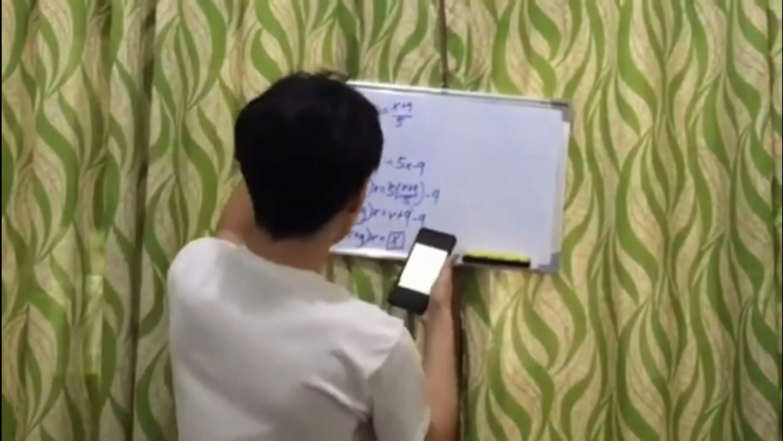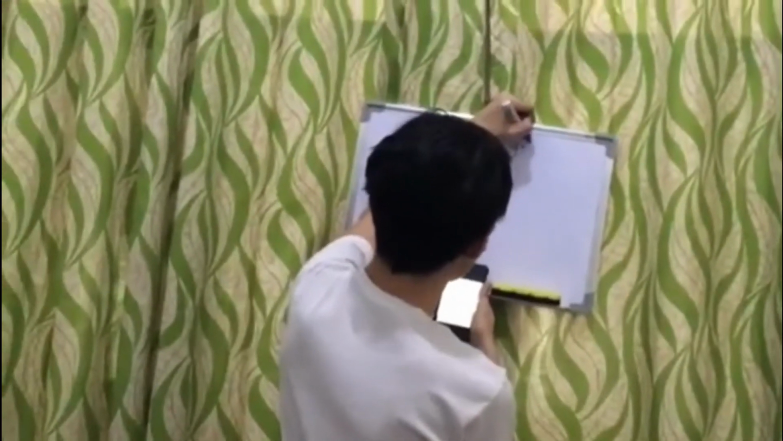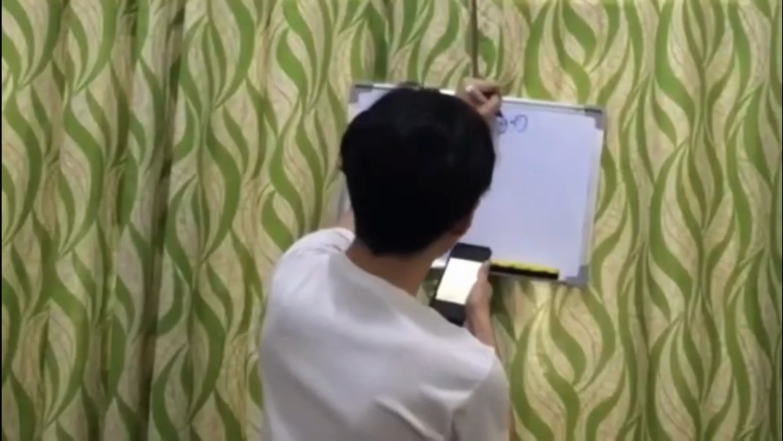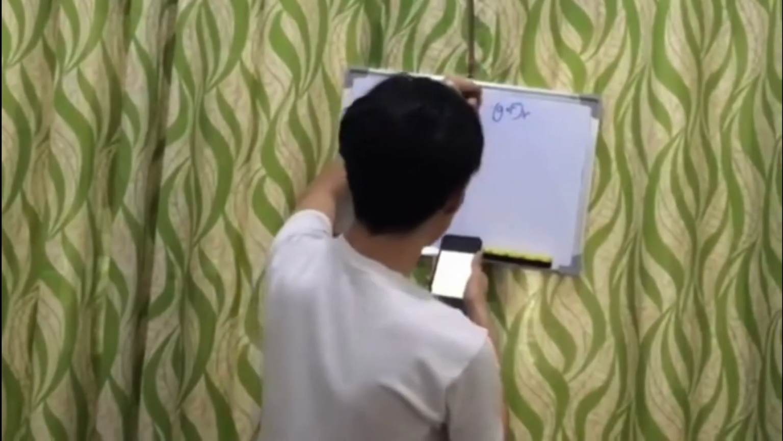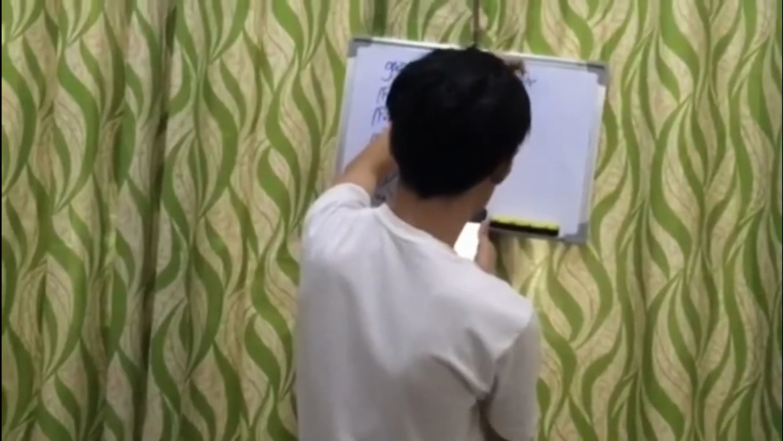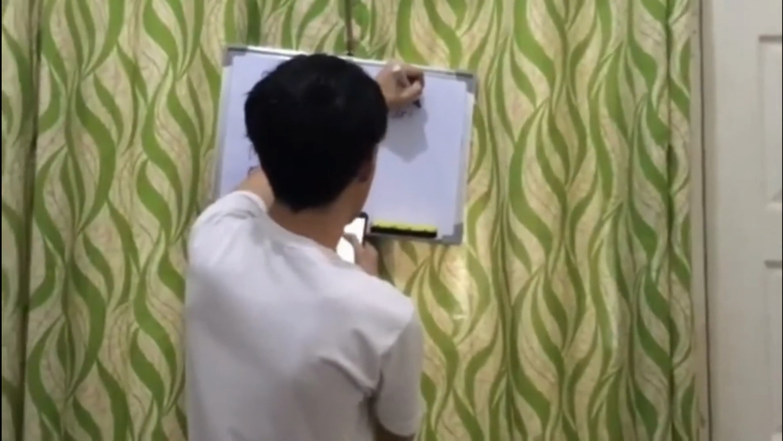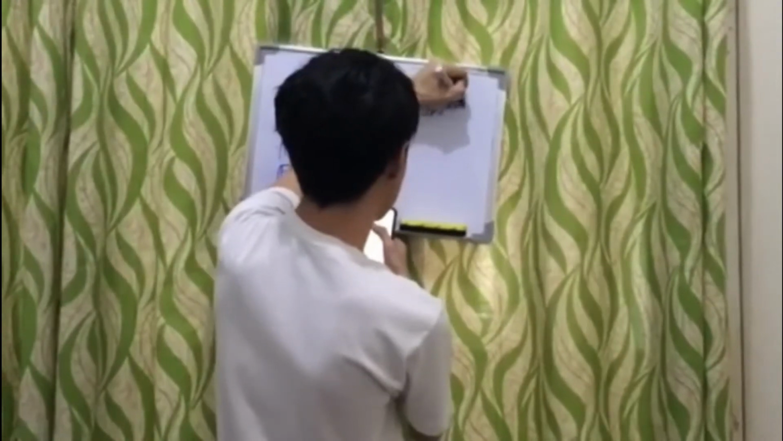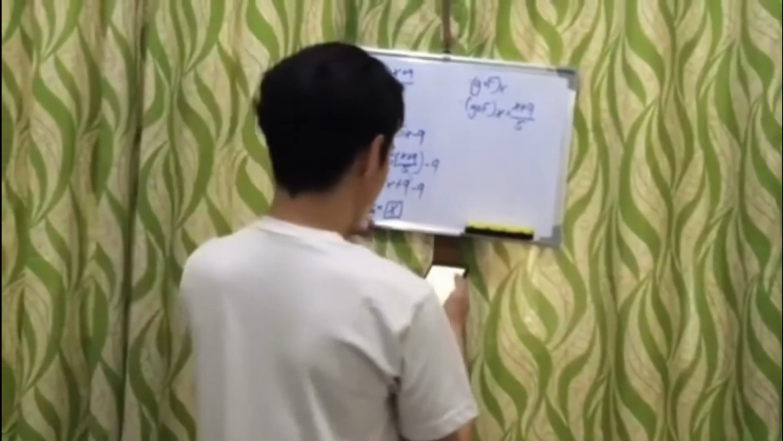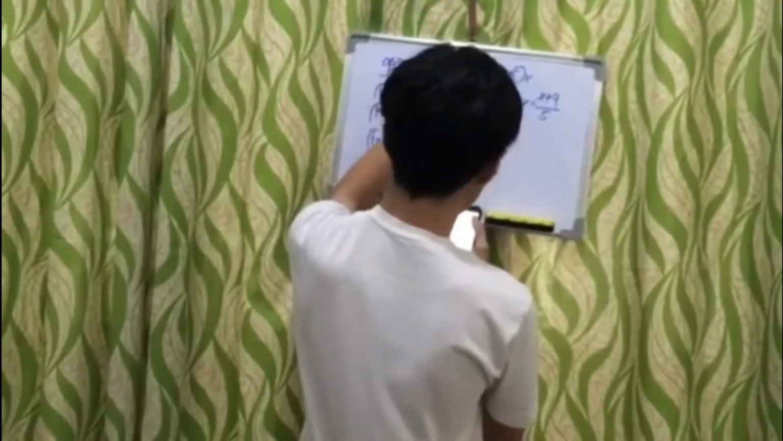Then how about g circle f? g circle f. Then put your answer. g circle f equals x plus 9 over 5. And put the given, g circle f of x.